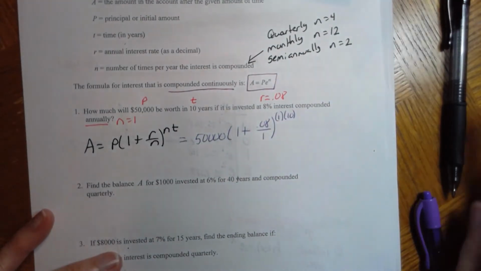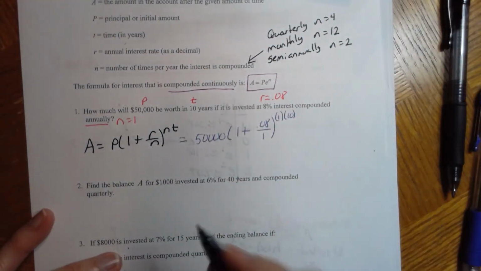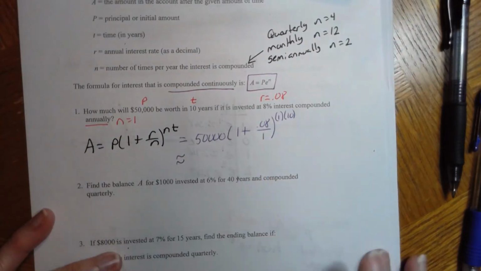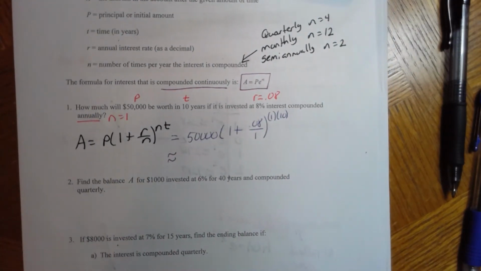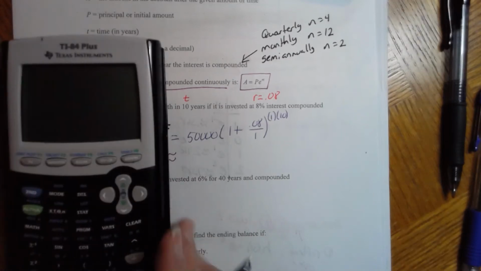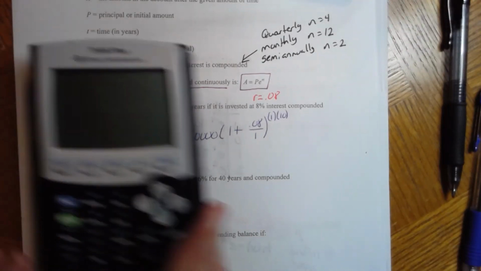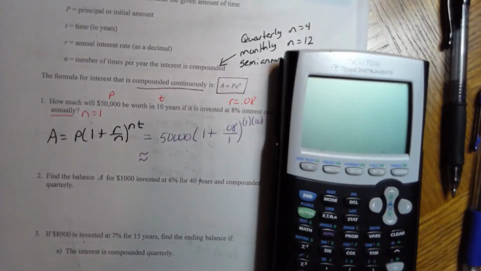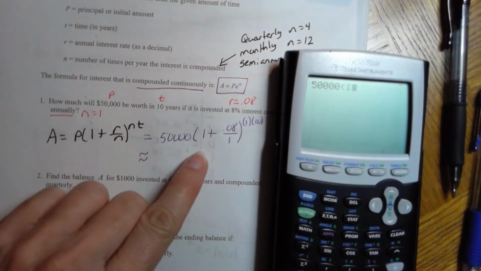Now if we were in a classroom, I would have all of y'all type this into your calculator, because it is interesting how many different answers we get here. But since we're now having to do this a different way, let's go ahead and show you how to plug it in. So we have 50,000 parentheses. We're going to plug in just how it's written, 1 plus 0.08 divided by 1. The calculator will read this correctly.